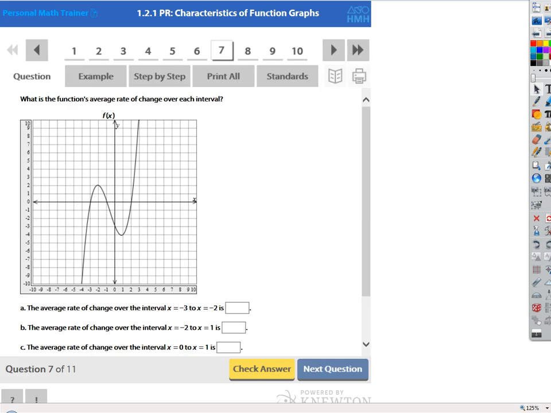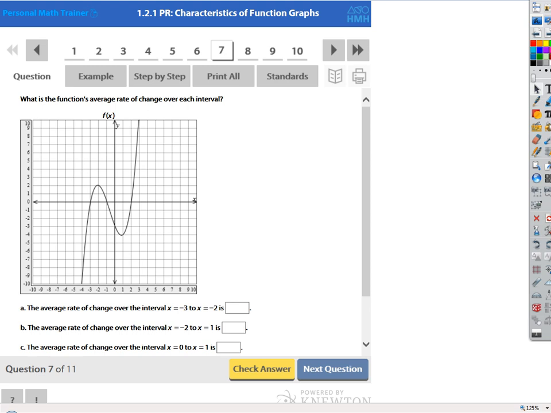Okay, so here's one of them. This was by far the most frequently missed problem on this assignment. So they want to know an average rate of change, right? Think of what an average rate of change is. Average rate of change is just the slope between the endpoints. That's it, right?